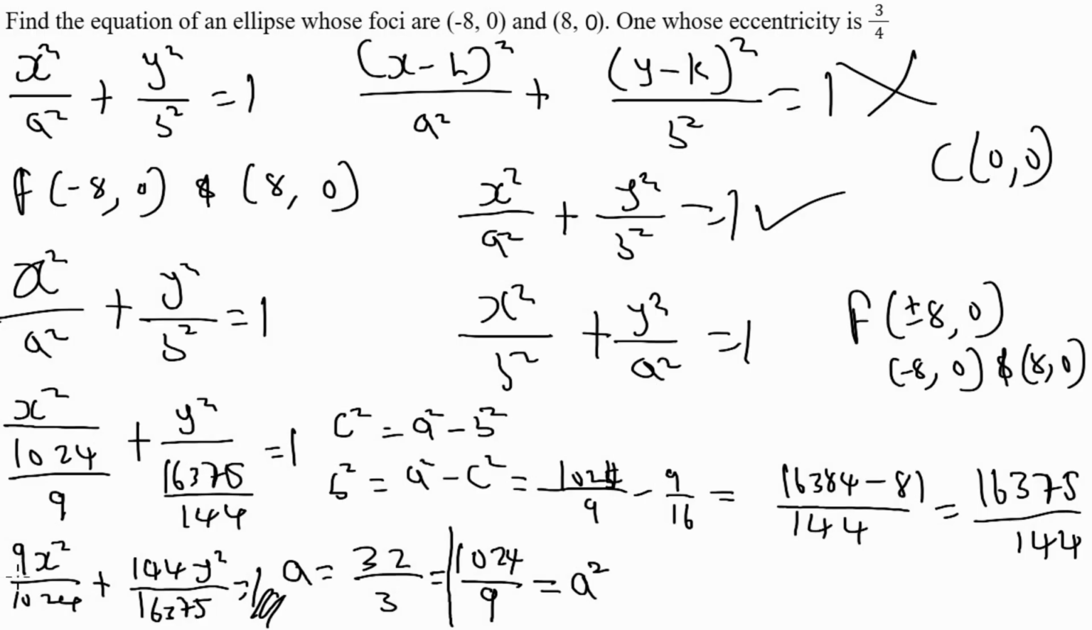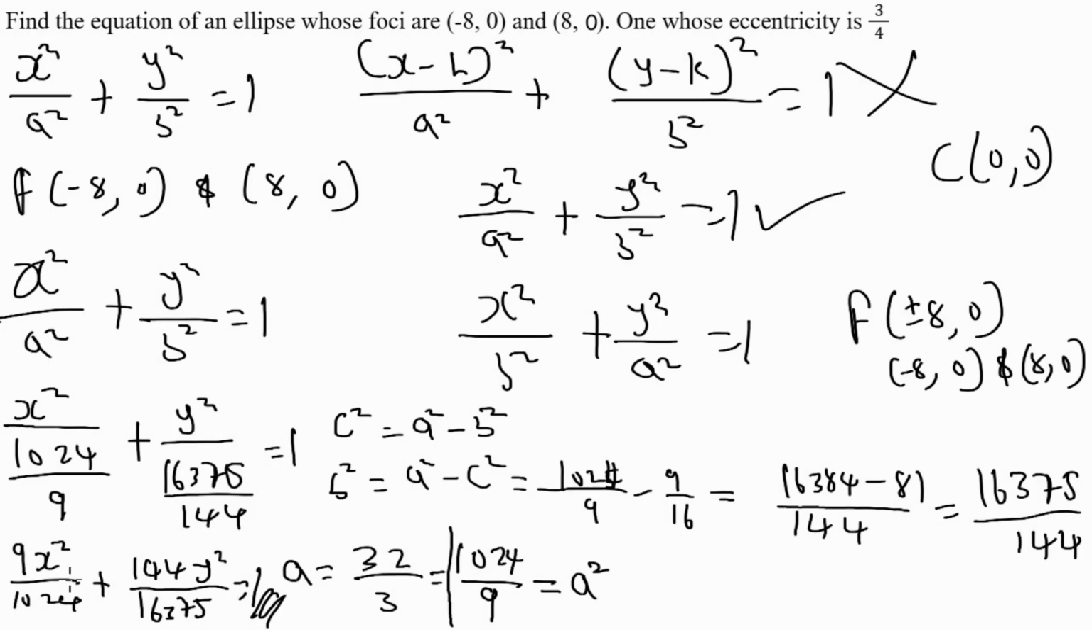Guys, I have to pause the video and look at the solution very well. I realized that when I divide 1024 by 9, I got 113.77, and that's A squared.